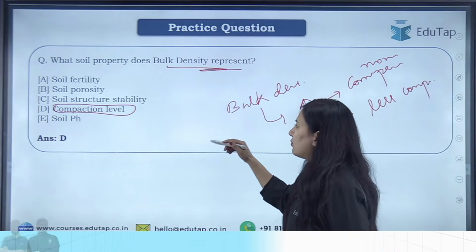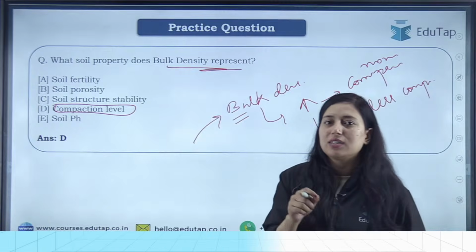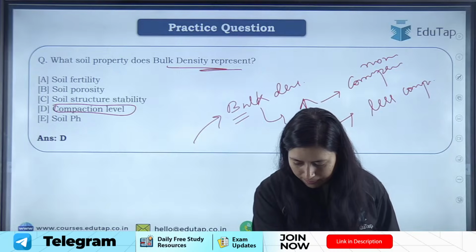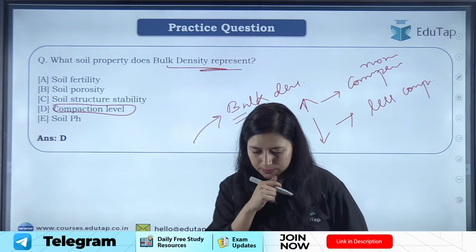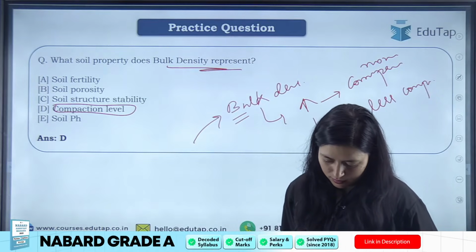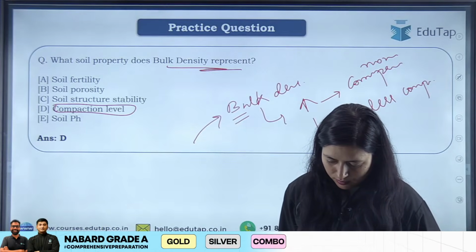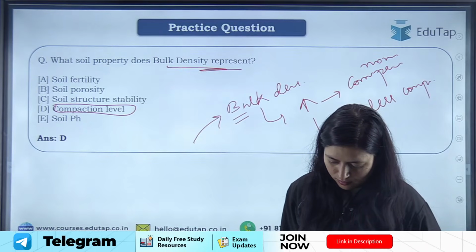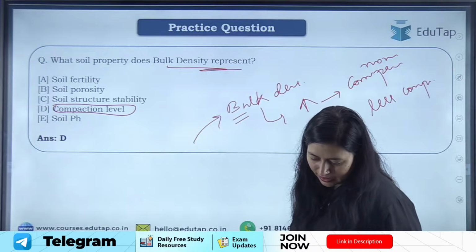Now can anybody tell me what will be the impact of addition of organic matter to the bulk density? If we add organic matter in the soil, will bulk density decrease or increase? Yes, very good. It will decrease. Bulk density will decrease.